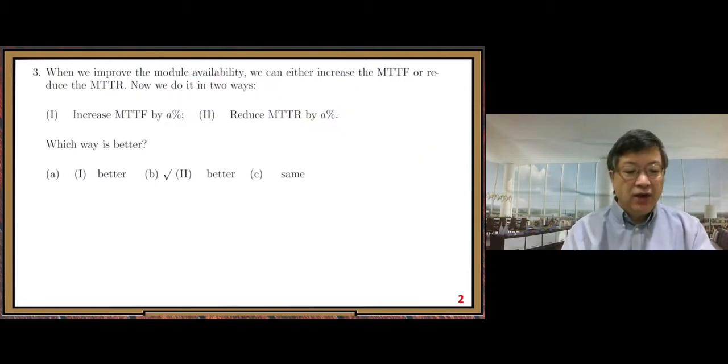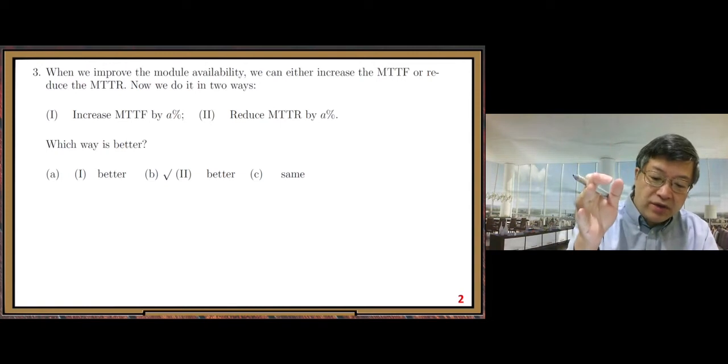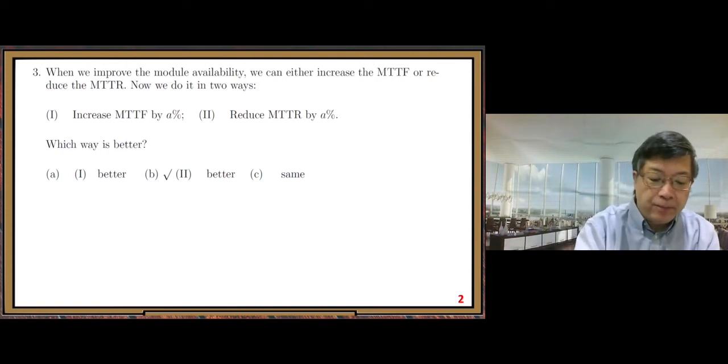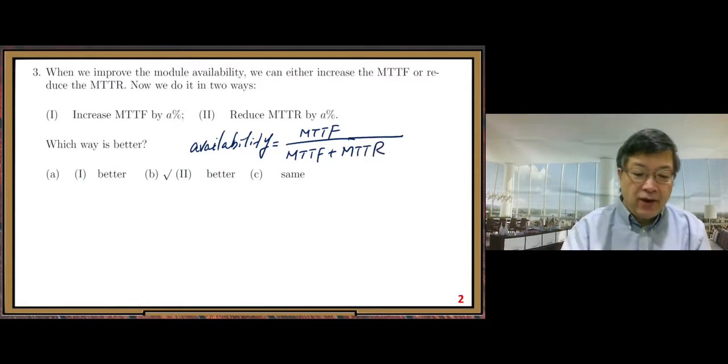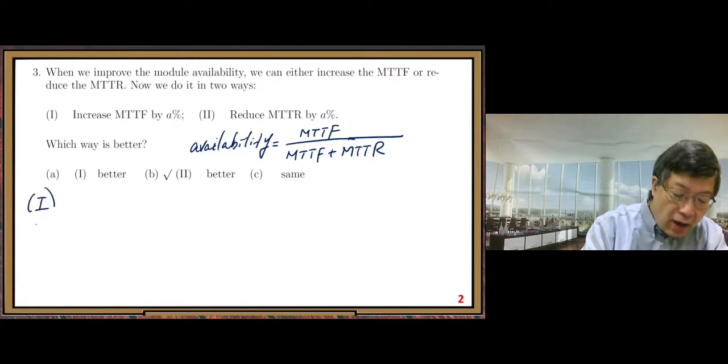All right, so let's look at the comprehension question. First, we know the availability formula. Availability equals MTTF over MTTF plus MTTR.